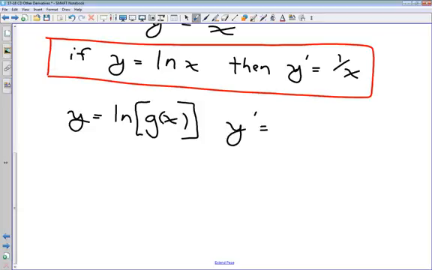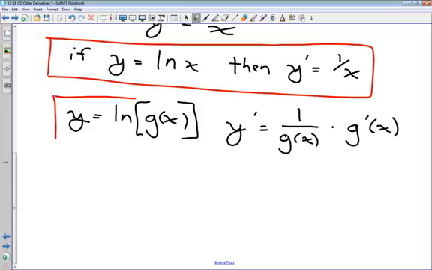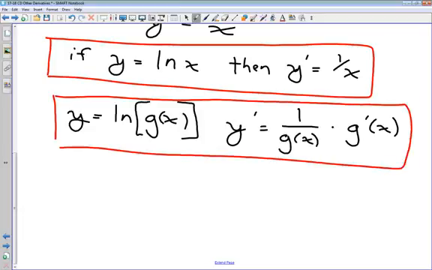Y primed equals, our inner function is this g of x, so it kind of takes the place of x in this rule that we have up above. So the derivative of ln of something is going to be 1 over that something, so 1 over g at x, times the derivative of that inner function. That inner function is g at x, so the derivative of g at x is g primed at x. There we go. Derivative of the natural log function combined with the chain rule.